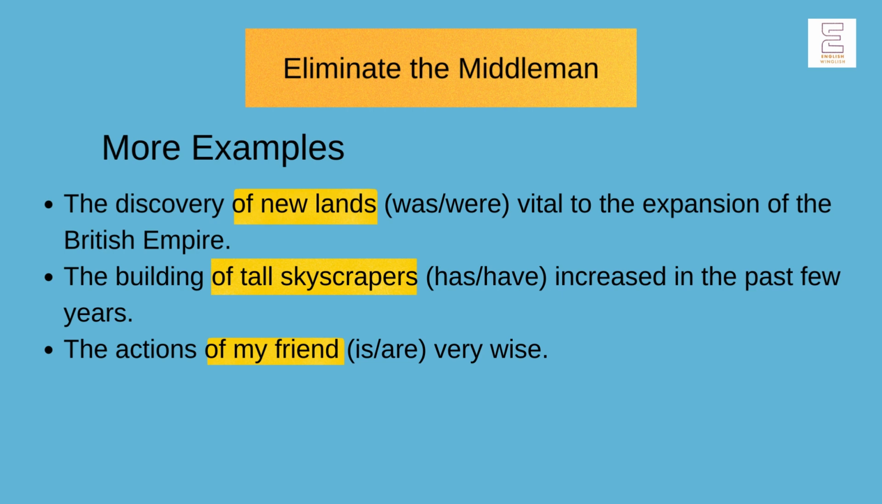If there are new lands and they don't discover them, then they cannot expand. They don't know where those lands are. They just had ideas that there are new lands. So the discovery is the subject, not of new lands. Similarly, in the second sentence, the building of tall skyscrapers increased.